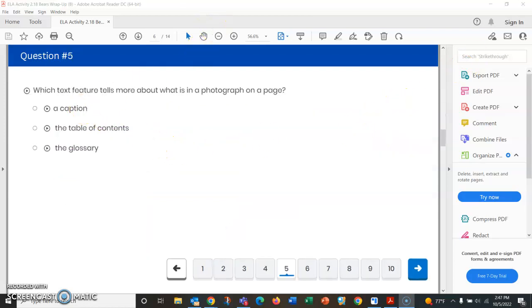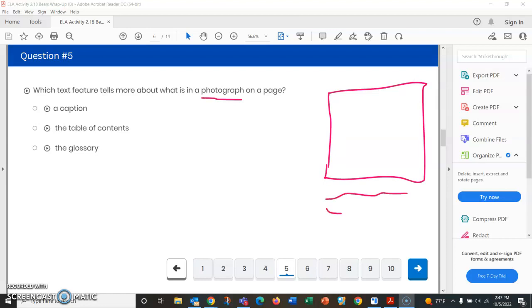All right, text features we haven't gotten into much this year. We will. You probably remember some from first grade. So the text feature that tells more about what's in a photograph, and you guys have probably seen that before. If there's a picture inside your story, they'll have some words down here at the bottom that tell more information about that picture. We call that a caption, okay?